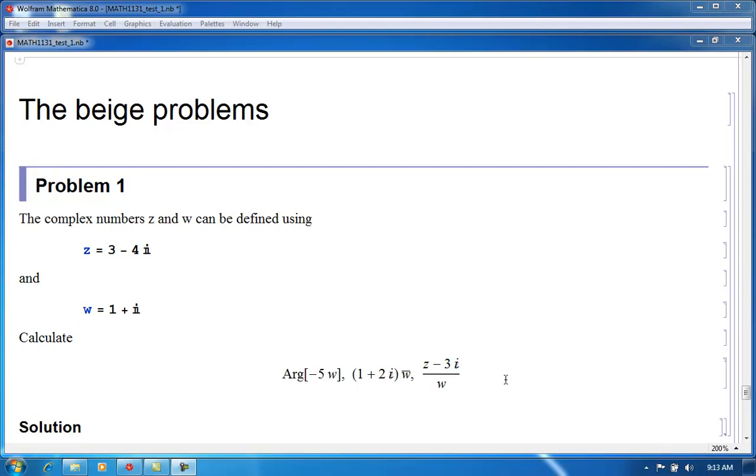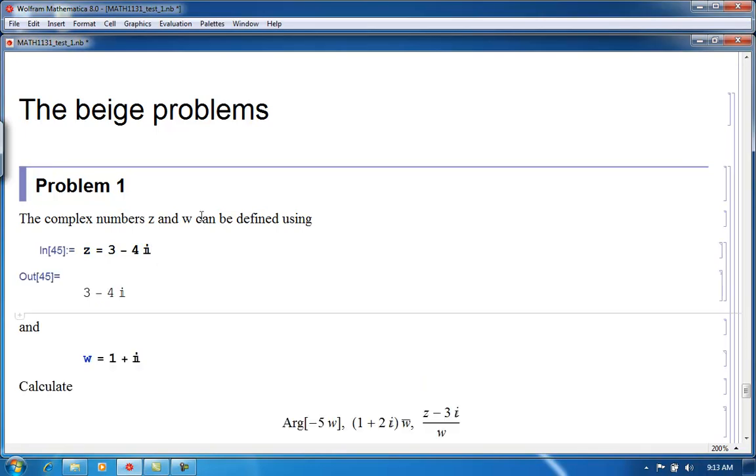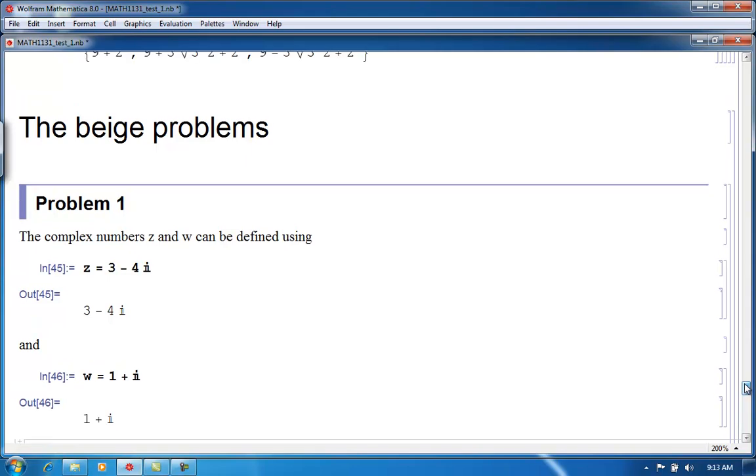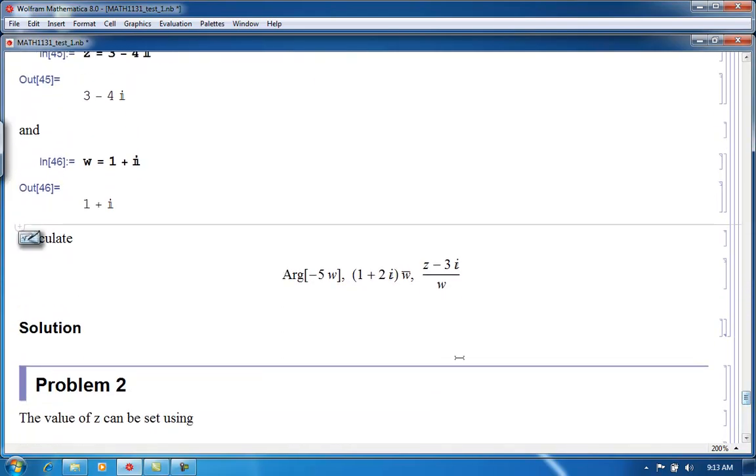Now we're back, so we'll go on to the beige problems, or cream-coloured ones. So let's start with the first one. We're given two complex numbers, z equals 3 minus 4i, and w is 1 plus i. And we're asked to calculate three things. The arg of minus 5w, 1 plus 2i times the conjugate of w, and then z minus 3i divided by w. So let's do those.